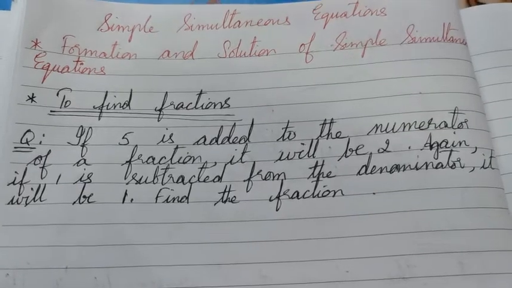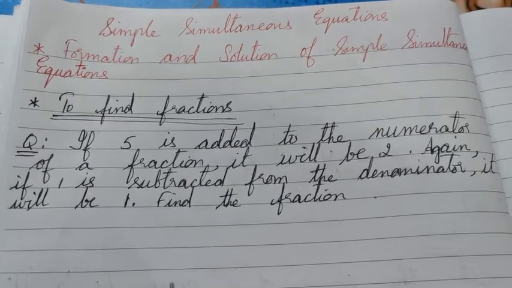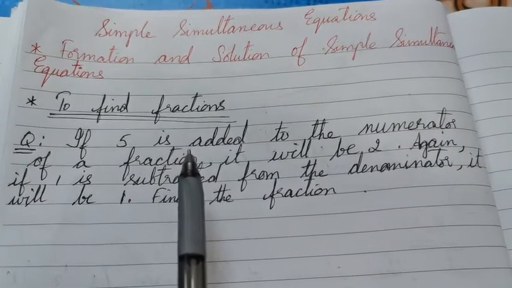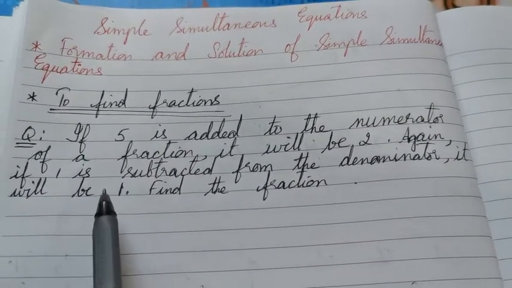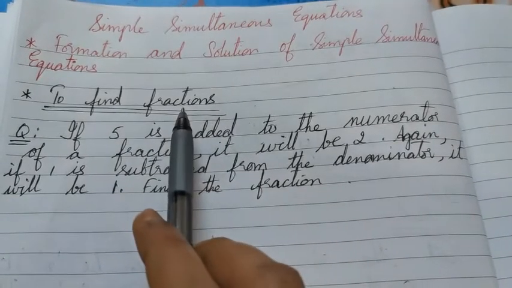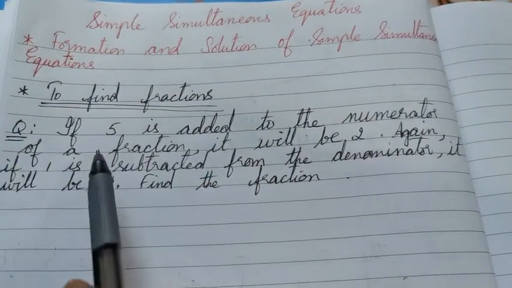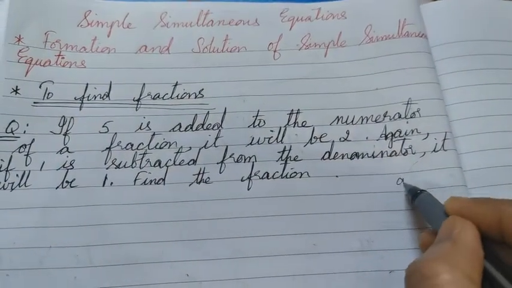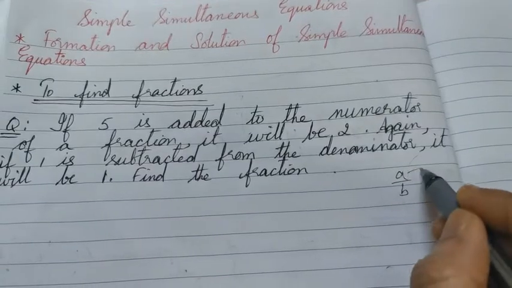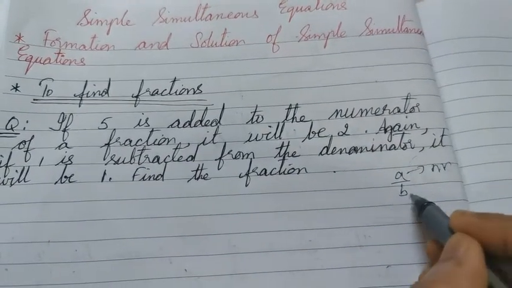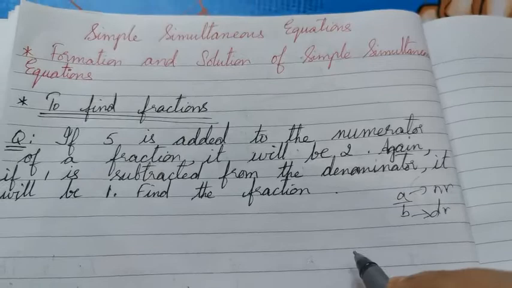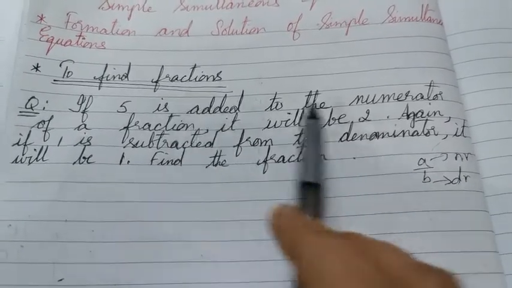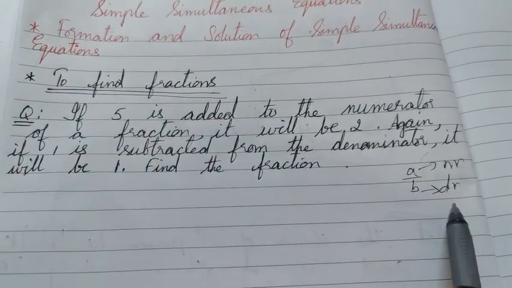Hi, in today's video we will learn how to find fractions by forming and solving simple simultaneous equations. We know a fraction has two parts, a numerator and a denominator. Any fraction will have a numerator and a denominator. So A is the numerator and B is the denominator here. To find a fraction, we need two things, the numerator and the denominator.